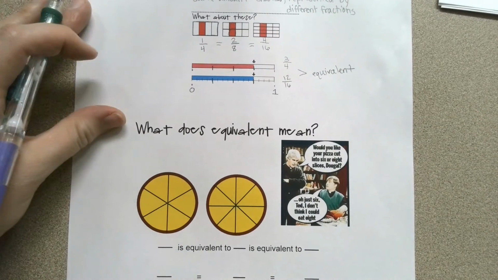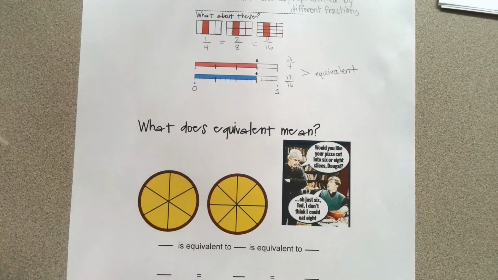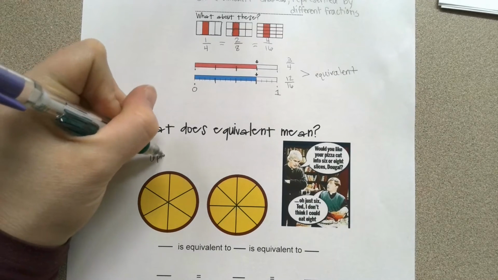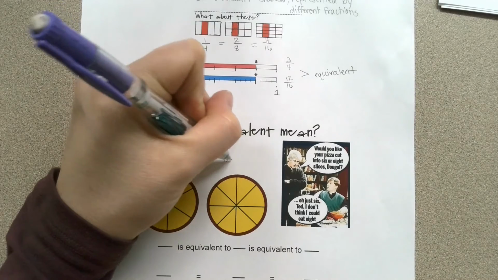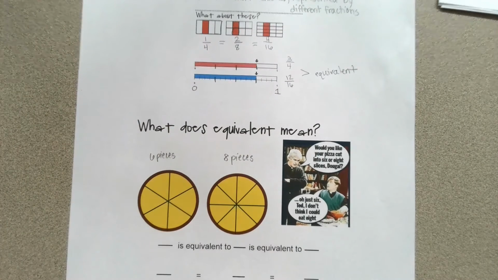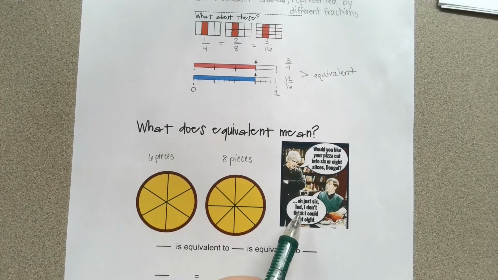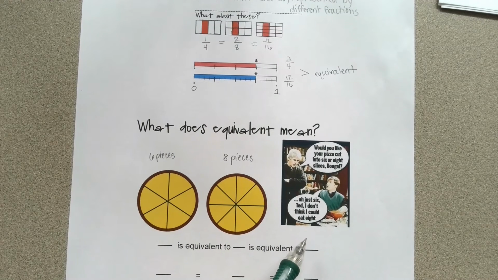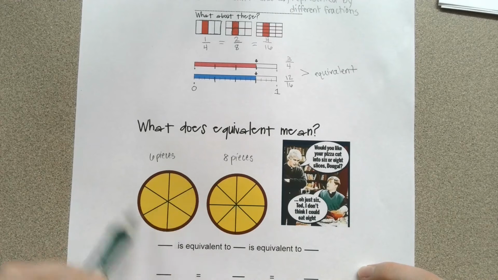So let's break it down even more. What does equivalent mean? You see in the meme, "Would you like your pizza cut into 6 or 8 slices, Dougal?" So we're taking an entire pizza, and he gets to choose if he wants it in 6 pieces or 8 pieces. Right here we have the 6 pieces, here we have the 8 pieces. But this is just Dougal's pizza. And he says, "Oh, just 6, Ted. I don't think I could eat 8 pieces."